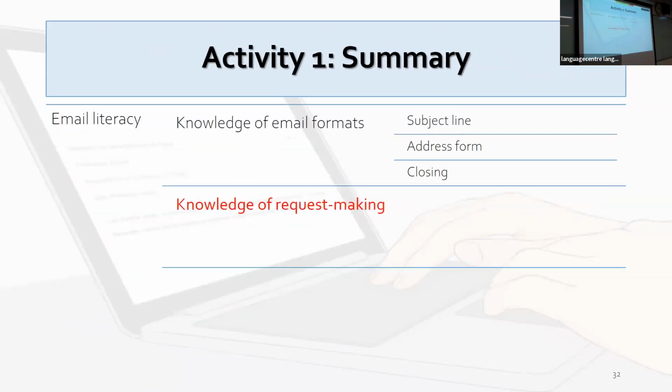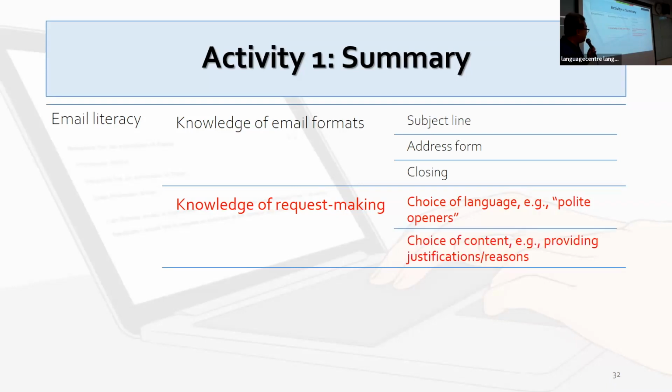Okay, let me quickly summarize what we have learned from the first activity. You remember the diagram of email literacy, right? We have 3 domains of knowledge to remember when we are making a request. For the second one, knowledge of request making, I'm referring to the choice of language, like politeness openers. You can use politeness openers to make your request more tentative in tone. You can carefully select content, like providing a justification or a reason, like presenting an apology, in order to make your email request more appropriate in terms of tone.